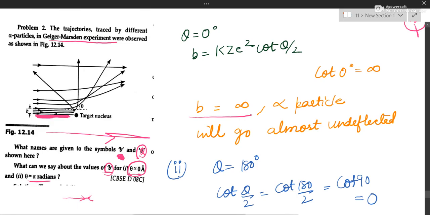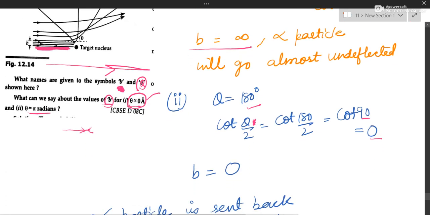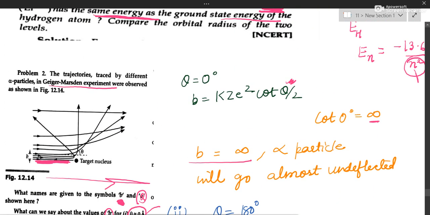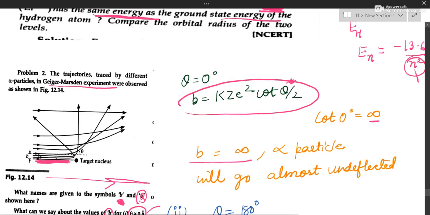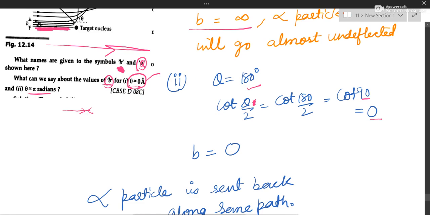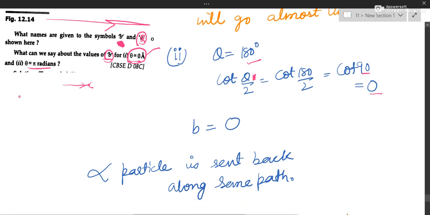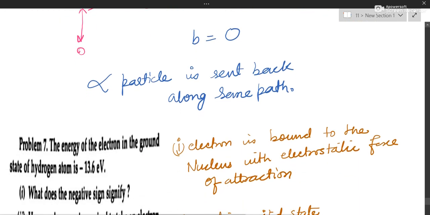See, I have done it mathematically as well. Otherwise, reasoning wise also you can write. They have given us theta is 0. So I have substituted here theta 0. Cot 0 is infinite. So B came as infinite. Then theta is pi. So substitute here. It is 90. Cot 90 is 0. So my B is 0. I have made use of impact parameters formula. Otherwise, by common sense also it can be answered. The theta 0 means it is going undeflected, and which will happen when it is going from a very large distance from the nucleus. So that we have answered, or this way you can answer.